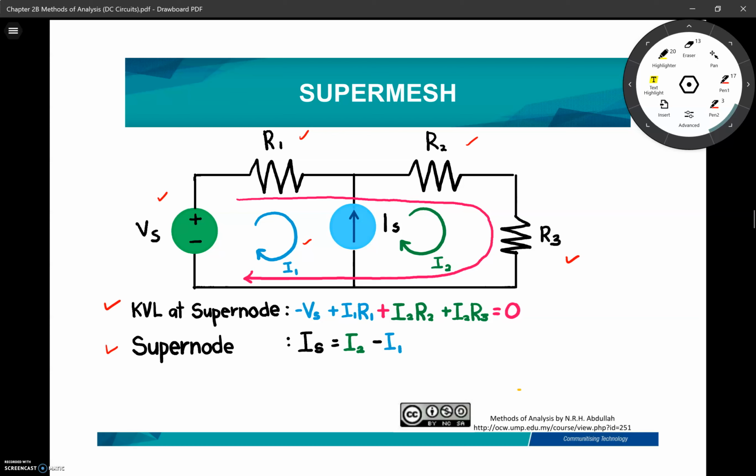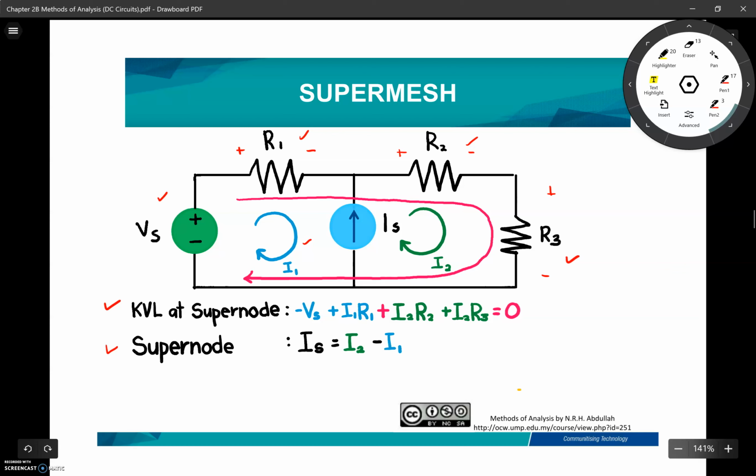So in order to do the KVL at the supermesh, first you consider the looping currents flowing through the elements. So minus Vs; you can see that I1 is flowing through R1 here, so the polarity will be plus minus in here. And then for the green loop, the current is flowing through R2, so the polarity will be like this one.